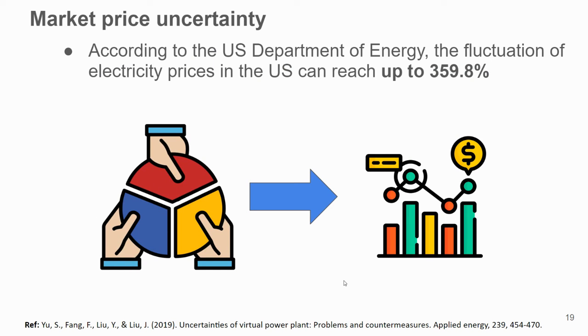So now the market price uncertainty. According to the US Department of Energy, the fluctuation in the prices of electricity can reach up to 359.8%. Under such violent fluctuations, market participants may suffer huge losses. Furthermore, the power market crisis may cause greater losses. So the fluctuation of market price has a higher effect compared to the fluctuations due to the intermittency of the renewable sources.